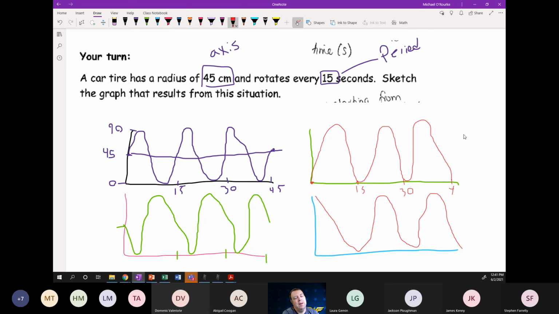How did we do as a group with that? If you had something that resembled one of these three, put a yes, you got it.